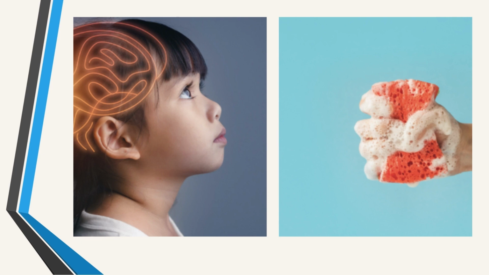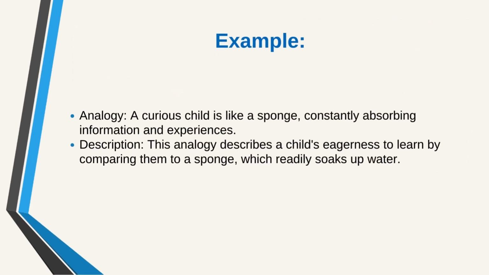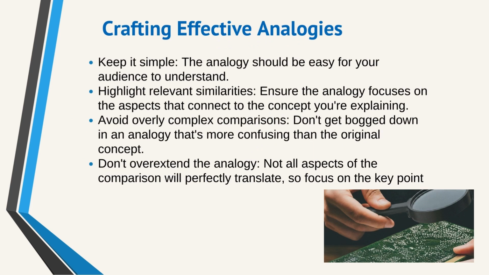Okay? Another picture, the sponge and the kid. What have you noticed here? In this example, the analogy is a curious child is like a sponge, constantly absorbing information and experiences. This analogy describes a child's eagerness to learn by comparing them to a sponge, which readily soaks up water.